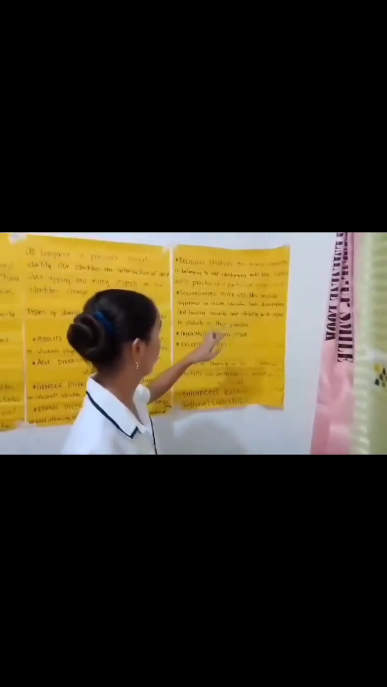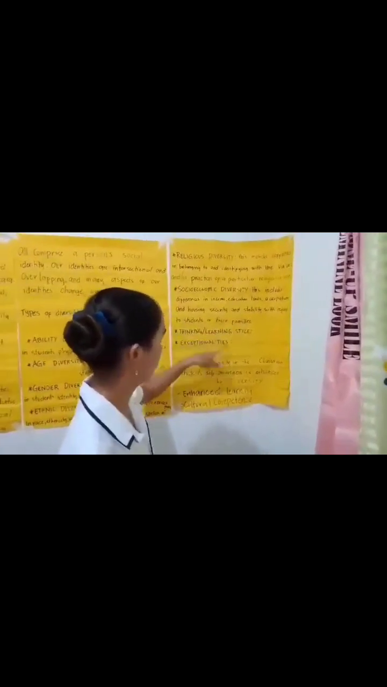6. Socioeconomic diversity. This includes differences in income, education level, occupations, and housing security and stability with regards to their families. Socioeconomic diversity refers to the diversity in people's educational background and financial status.